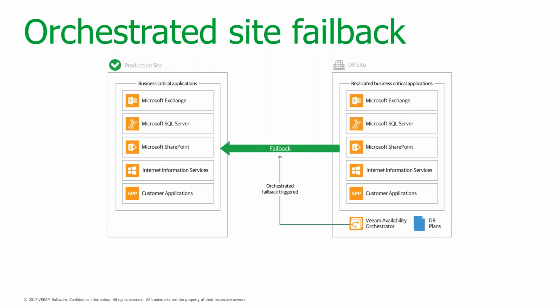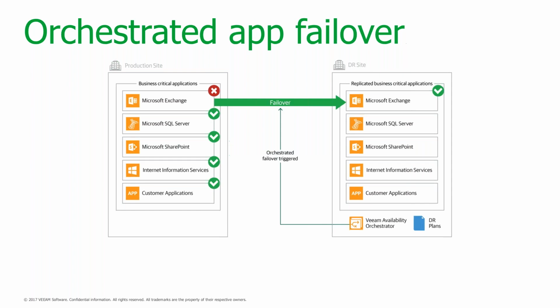And then crisis averted, everything's ready to resume at the usual production site. We then use VAO to sync all of that new data that was created at the DR site back to production, and then orchestrate that failback as well. So that's kind of a worst case scenario.